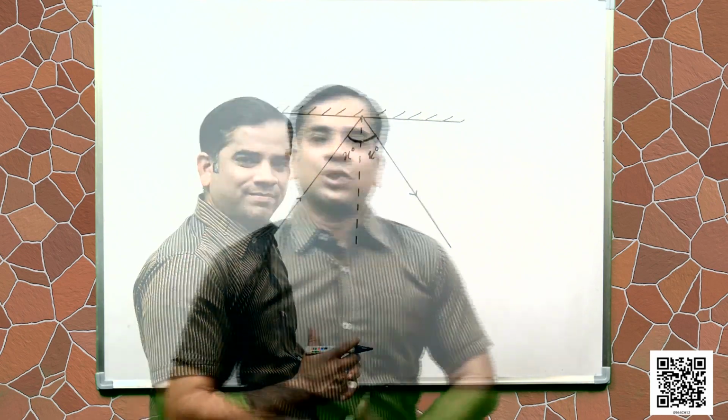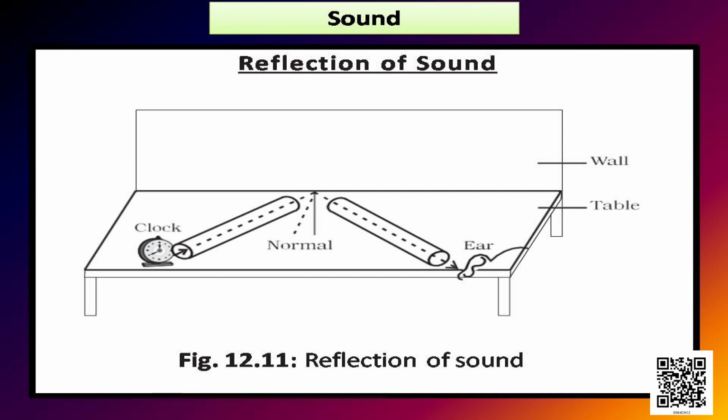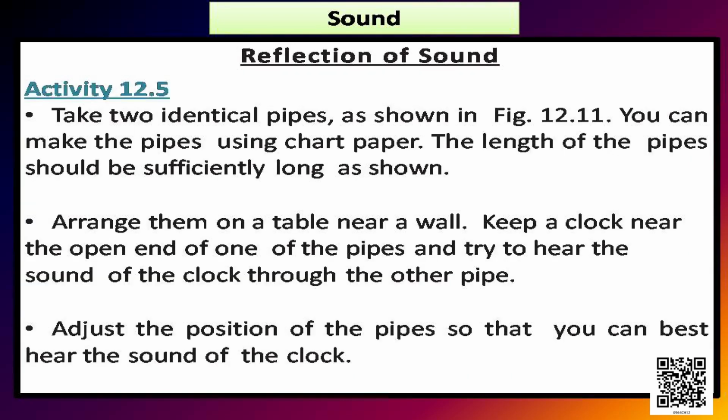Okay? Students, let us now discuss activity 12.5. It says, take two identical pipes as shown in figure 12.11. You can make the pipes using chart paper, or else you can bring pipe if you have in your home. Okay? The length of the pipes should not be sufficiently long. Arrange them on a table near a wall.